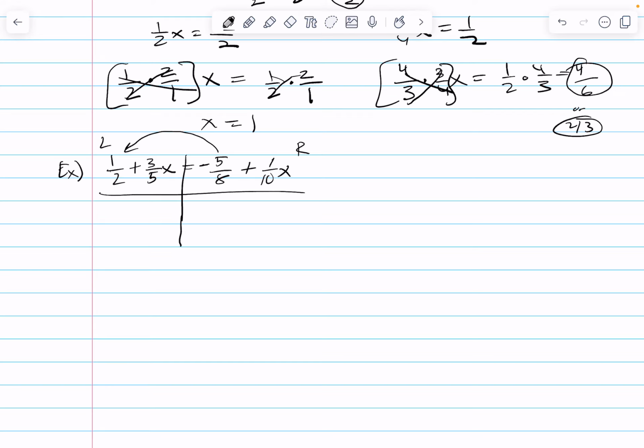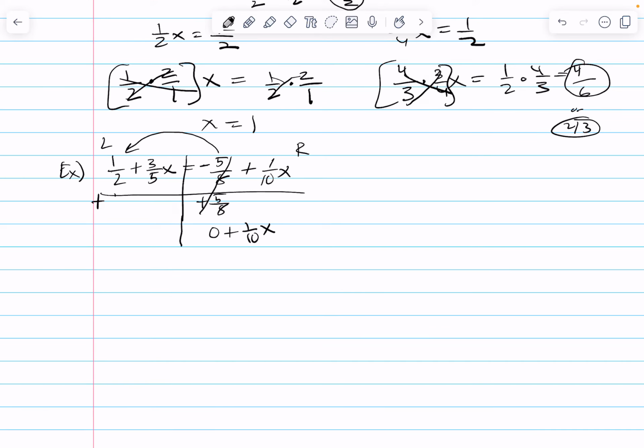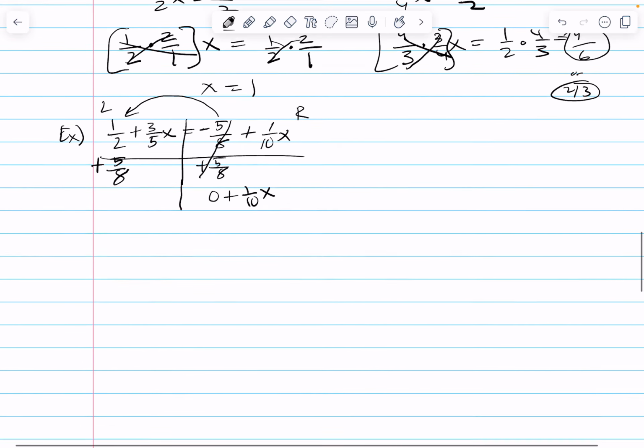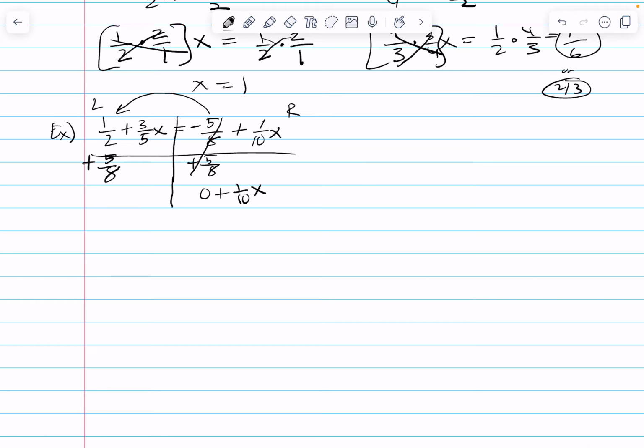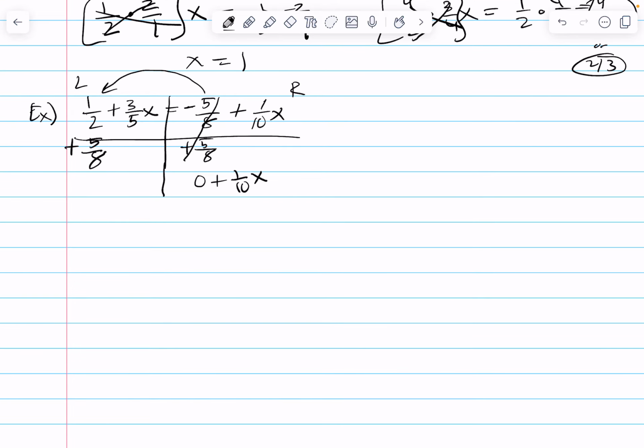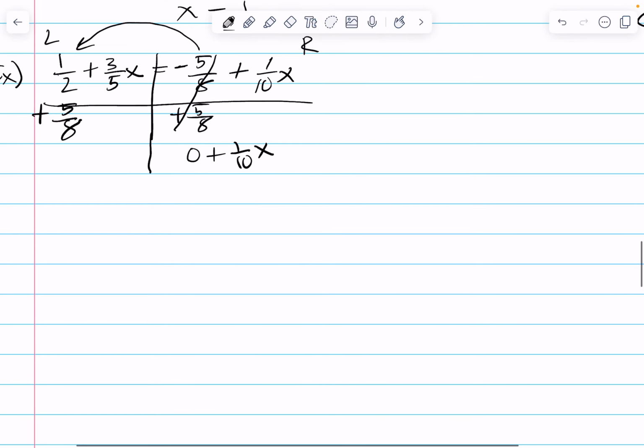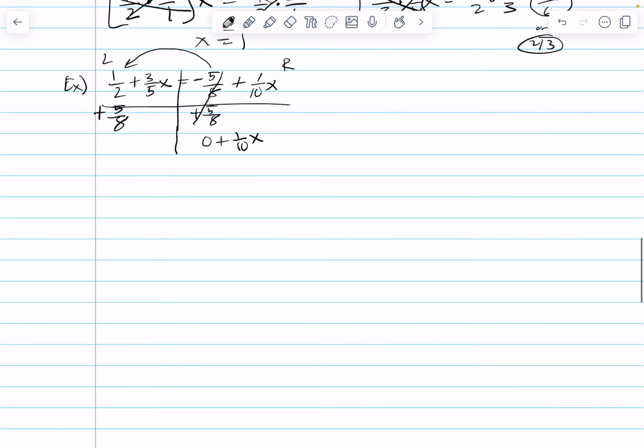So to get rid of negative 5/8, you add 5/8 to itself. Negative 5/8 plus 5/8 is just 0. 0 plus 1/10 of x. And now we have to add 5/8 here. And now we see 1/2 and 5/8. You can't just directly add them, so we have to change 1/2 to have the denominator of 8. To do this, you multiply the numerator and denominator by 4. So 4 over 8 plus 5 over 8, that is 9/8.